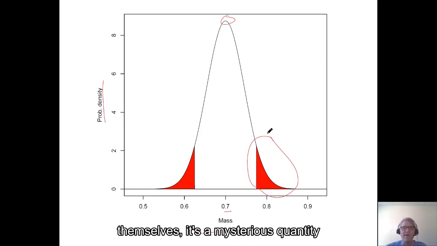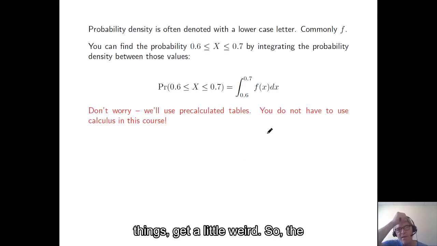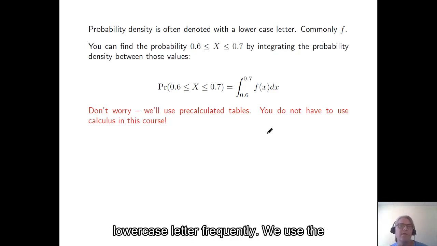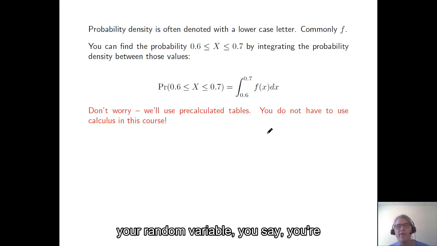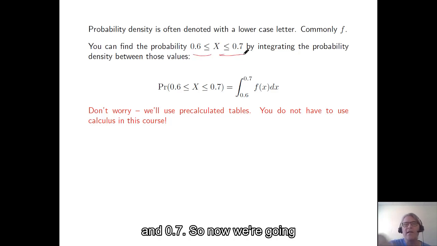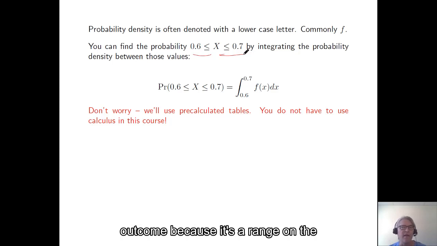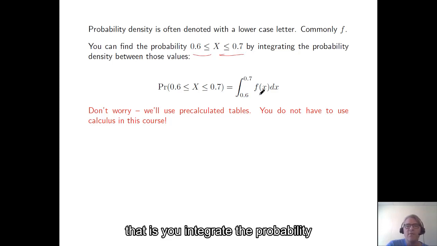It's a mysterious quantity to think about, and like all things in mathematics, when infinity gets involved, things get a little weird. So the probability density is often denoted with a lowercase letter. Frequently we use the letter f if we haven't used that already in an equation. And you can find the probability of values for your random variable. Say you're interested in the probability that x is between 0.6 and 0.7. So now we're talking about the actual probability of an outcome because it's a range of values on the x-axis. And technically the way you do that is you integrate the probability density from 0.6 to 0.7.